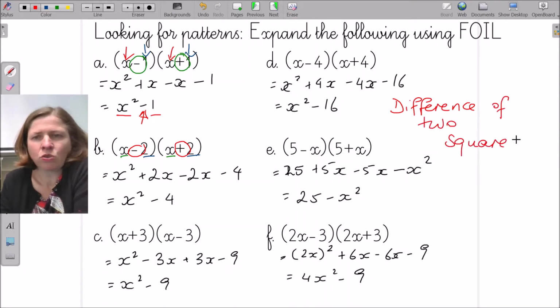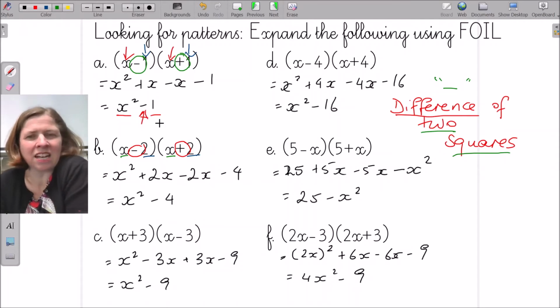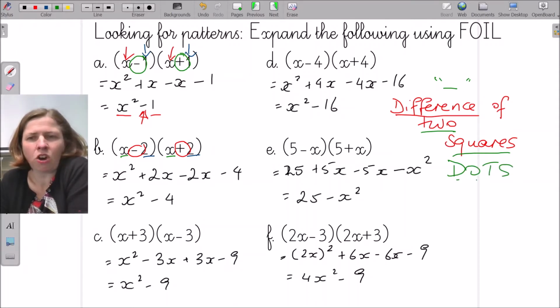And the reason it's called difference is because difference means subtract. And two squares, well, the first one is the x squared, and the second one is the 1 squared. So I've got two different things that are squared, and I'm finding the difference between them. So this is the name we give to it, and we often just shorten it and call it DOTS, difference of two squares. So I will quite often call it DOTS.